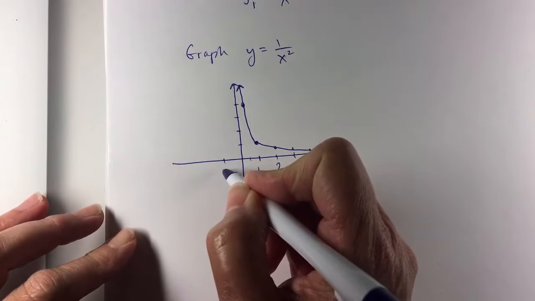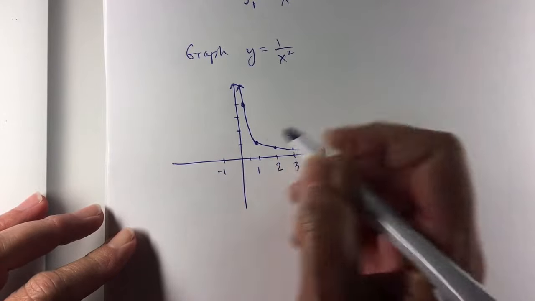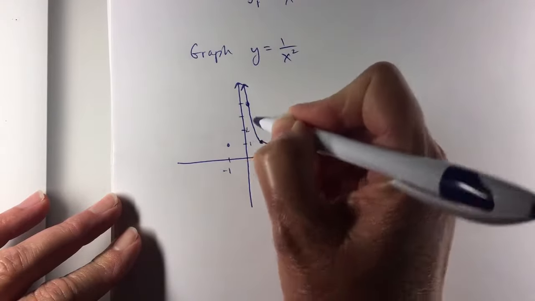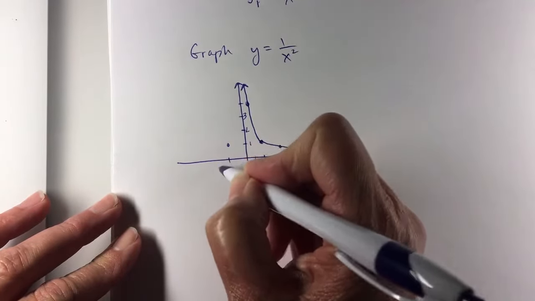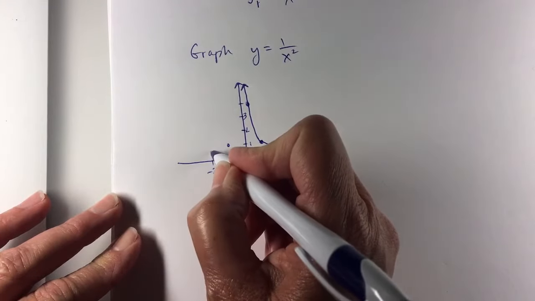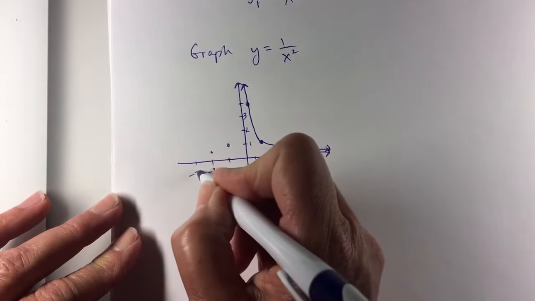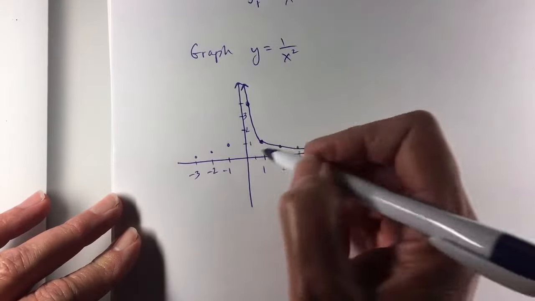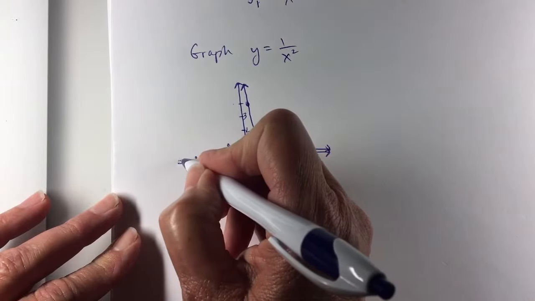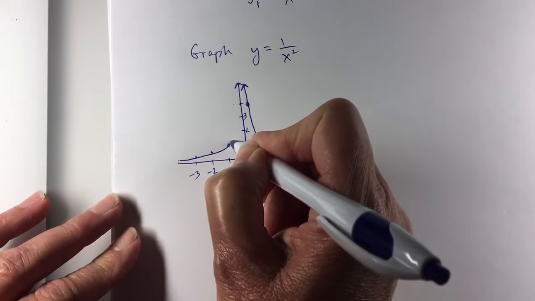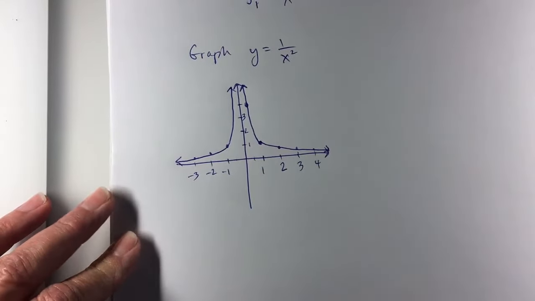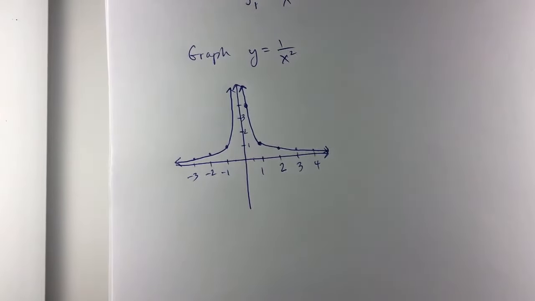What's the other side look like? It's above the x-axis. If I plug in -1, I'll get +1. If I plug in -2, I'll get 1/4. -3 gives me 1/9. -1/2 will give me 4. So here's this graph, y equals 1 over x squared.